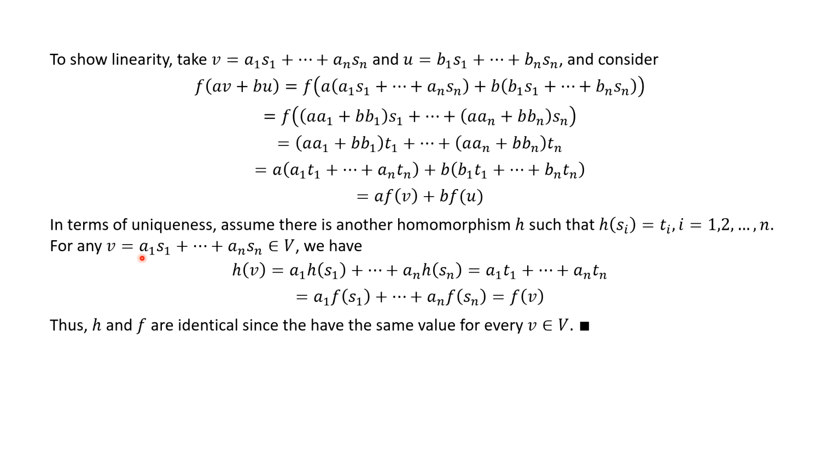Then take any v, and write it as a linear combination of the vectors in our basis S. Then we have h of v equals this expression, because h is a homomorphism and we have the linearity property. But then we've defined h of s sub i to equal t sub i, so we can go from this to this. But then we have the same definition for the t sub i's for f, so we go from here to here. And of course this is f evaluated at v, and so now we've shown that h equals f for every possible value of v. In other words, they're equal.